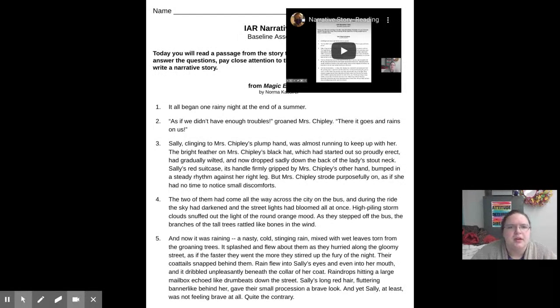For example, right here on paragraph 2, you see dialogue right off the bat. Then there's great imagery. They said her hand bumped in a steady rhythm against her right leg. She could have just said her suitcase hit her leg, but no, they said it bumped in a steady rhythm against her right leg. That gives such a better picture in your mind of what the author is wanting you to visualize. It also just sounds really good. So you want to include some of that in your own writing when you continue this story.